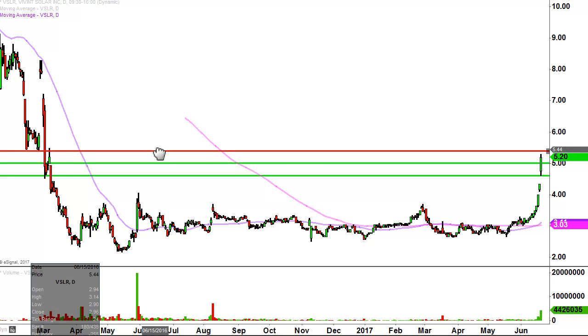So the next key area of resistance on the chart, right up there at $5.45. So $5.45, next key battleground. But at the end of the day, as long as the price just keeps on building higher bases and putting in those higher lows, the long-term chart will take care of itself.